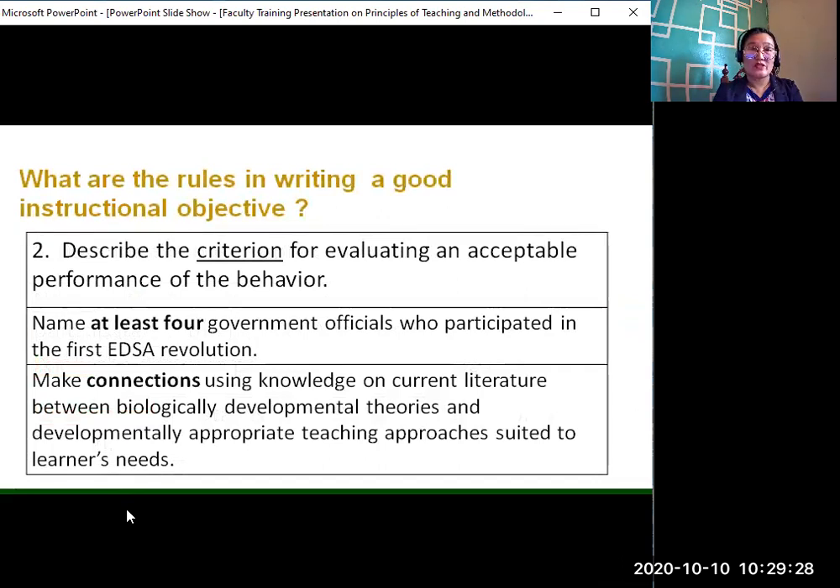The instructional objective describes the criterion for evaluating an acceptable performance of the behavior. Criterion is an important part of an instructional objective statement because it is used to evaluate whether a student's performance is acceptable or not. If this criterion is not met by the students, we can say that he or she did not attain the objective set. In the examples given here, the criterion must be at least 4. Students must be able to name at least 4 government officials. And the second example is the students must be able to make connections using knowledge on current literature. So, if the students do not meet that criterion, then the objective is likewise not met.